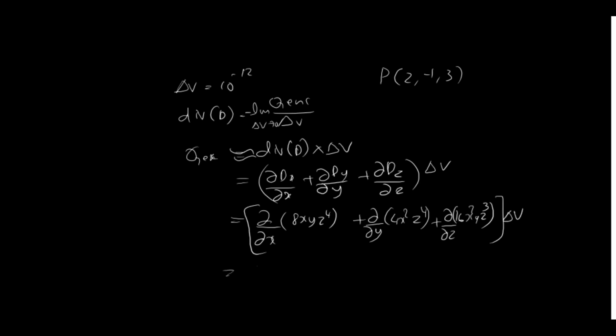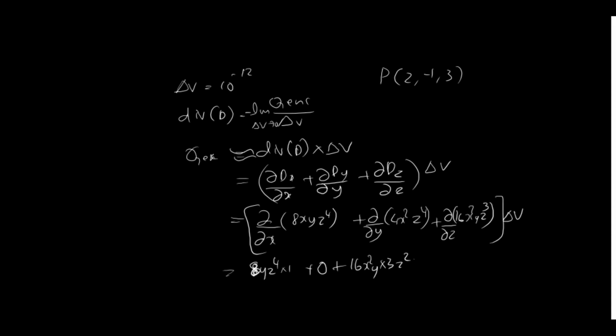So that will be 8yz raised to 4, since the rest is constant, dou x by dou x is 1, plus dou by dou y of 4x square z raised to 4. Everything is a constant, so the derivative of a constant will be 0, plus the third term has 16x square y, which is a constant, only z is the variable, so into 3z square. So 8yz raised to 4 plus 16x square y 3z square.